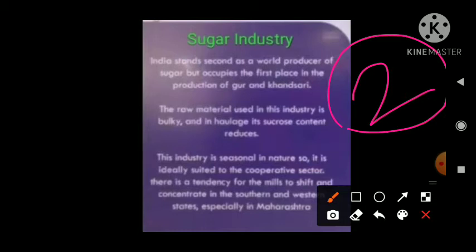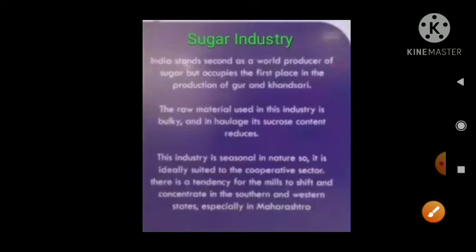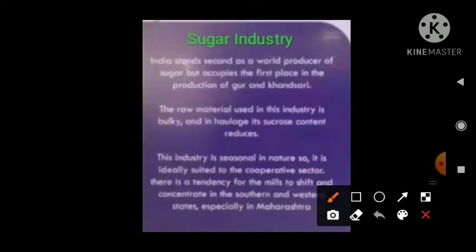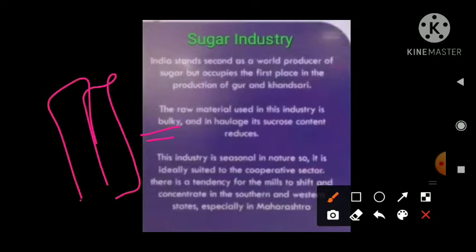The raw material used in this industry is bulky, and in haulage its sucrose content reduces. So what is its meaning? It is easy to understand: the raw material of sugar is sugarcane, which is very bulky, and in haulage its sucrose content reduces. Haulage means if we keep sugarcane like this for two or three days, its sucrose content gets reduced. This is known as haulage.